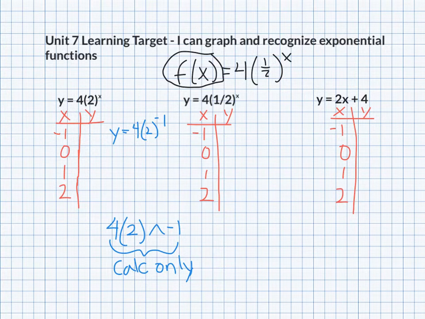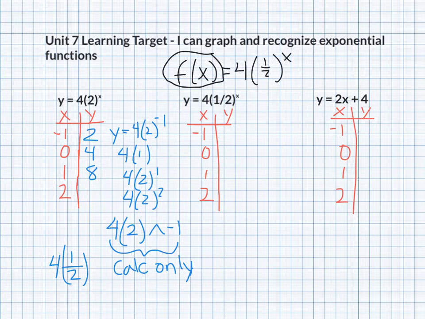But remember, if you're just trying to think about this using our laws of exponents, that's like 4 times 2 to the -1, which moves it to the denominator. 4 times 1/2, or half of 4, is 2. Okay, anything to the 0 is 1, so that's 4 times 1. That's 4. 4 times 2 to the first is just 4 times 2. That's 8. And then 4 times 2 to the second. 2 to the second is 4. 2 times 4 is 16.